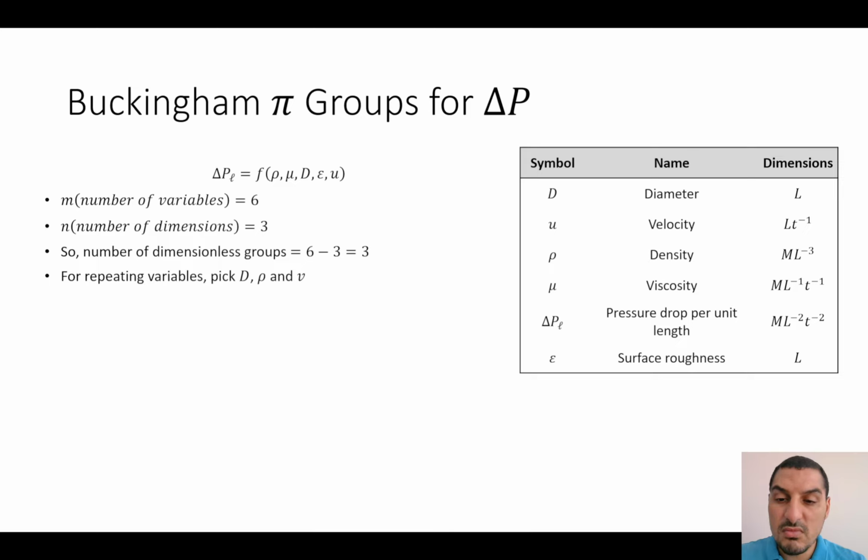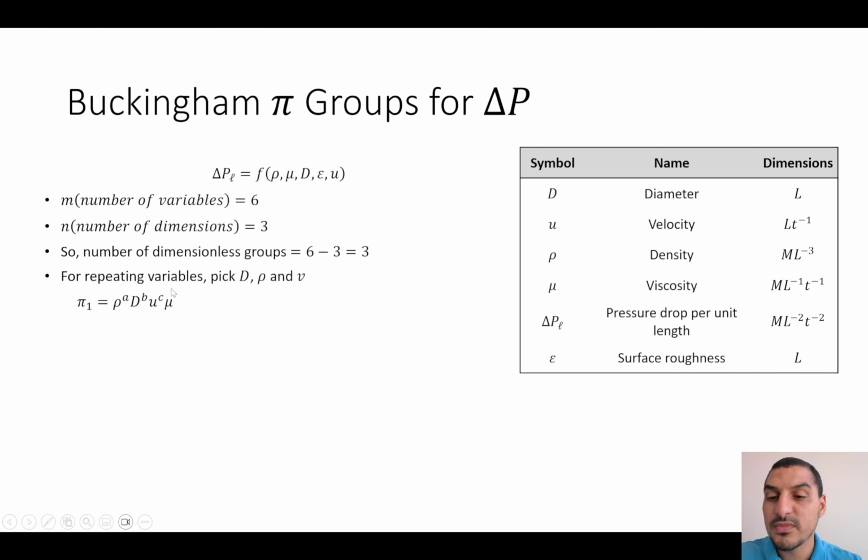So after picking these repeating variables, we need to see how these will be repeated in the system. The shape of the pi group is the 3 repeating variables, each raised to a power, multiplied by one of the non-repeating variables. So we now have the variables split into 2 categories: the repeating variables and the non-repeating variables. Each dimensionless group contains the 3 repeating variables, each raised to a power, and one of the non-repeating variables.